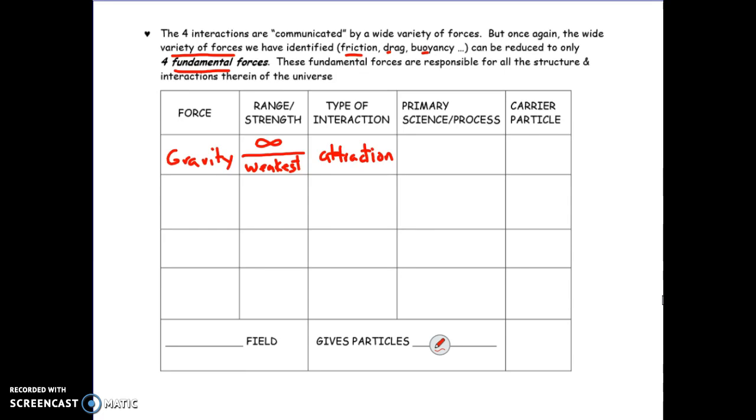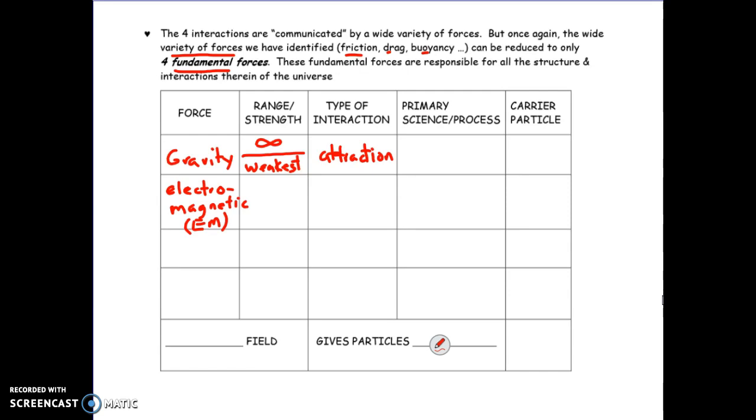All right. The next force is probably the most important force for our lives. It is responsible for all of biology, all of chemistry. It dictates pretty much everything you do. Most people just don't realize it. And it is called the electromagnetic force. Okay, and I'm just going to call it EM for short, because electromagnetic is a long word, and we don't want to have to write that out all the time.